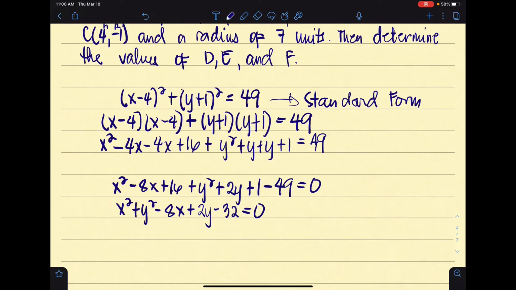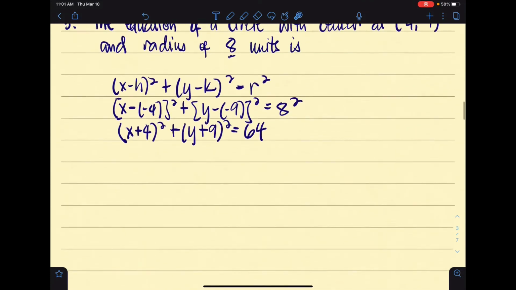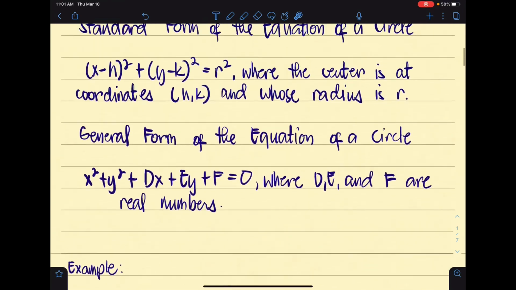Okay. And this is now our general form of the equation. You have your standard form and the general form. So ano pa yung pinapahanap? The values of D, E, and F. Remember that the general form is in this form.